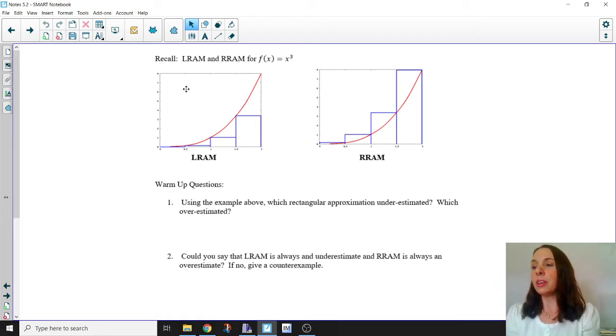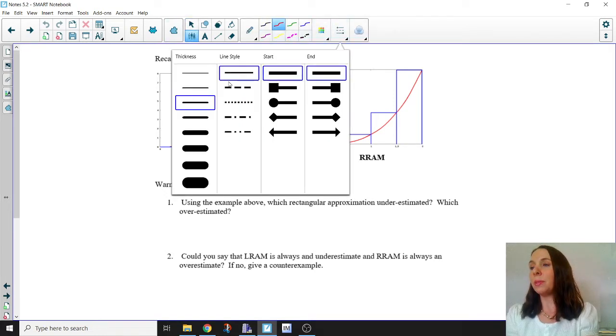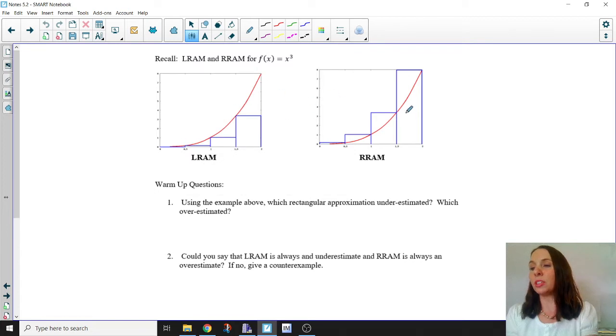Now, I don't even think you need to have done those problems to know, just based on the pictures, you can figure out that the LRAM approximation is definitely an underestimate, right? And the RRAM is an overestimate. These rectangles are definitely under the curve and these ones are definitely over. So the underestimate was LRAM and the overestimate was RRAM.